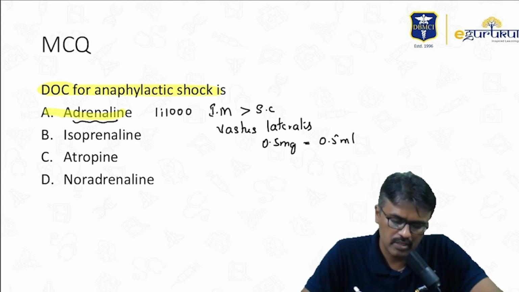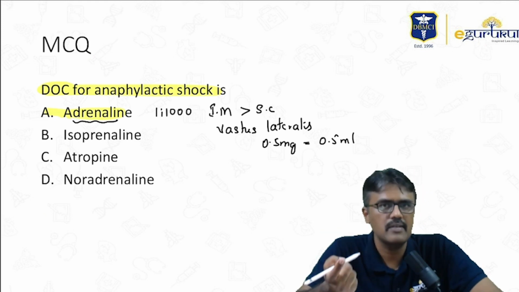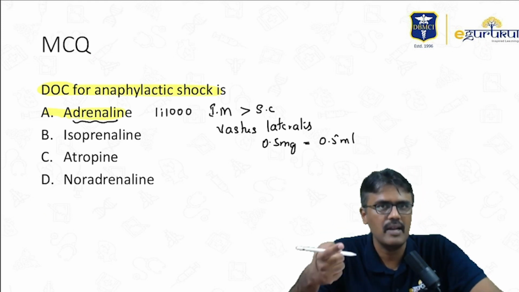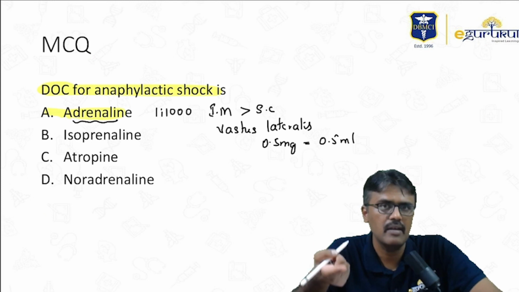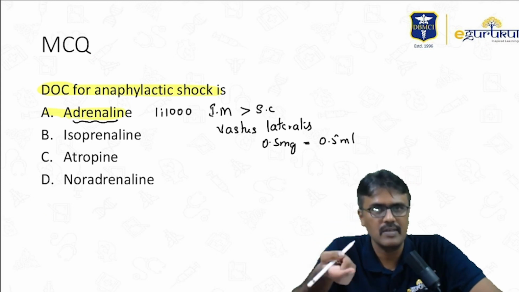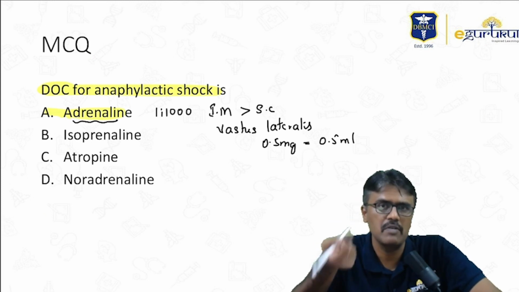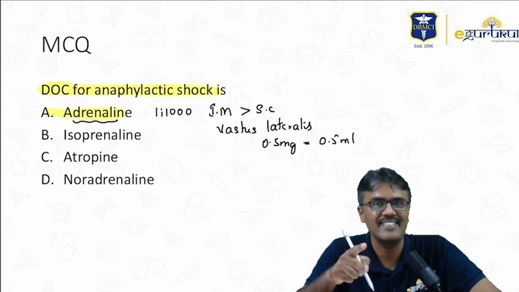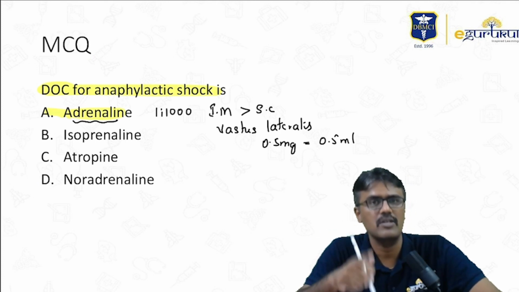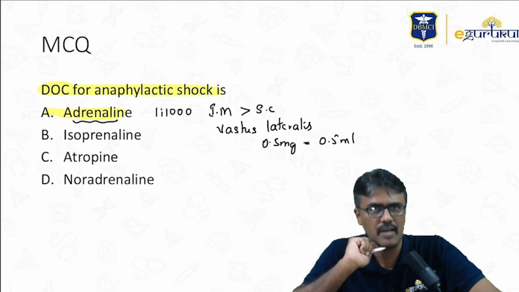Why is this the drug of choice? In anaphylaxis, there is histamine action, and the histamine action will be bronchoconstriction and vasodilation. That will be reversed by adrenaline, because adrenaline is a physiological antagonist. That was the question asked in a previous FMGE exam.